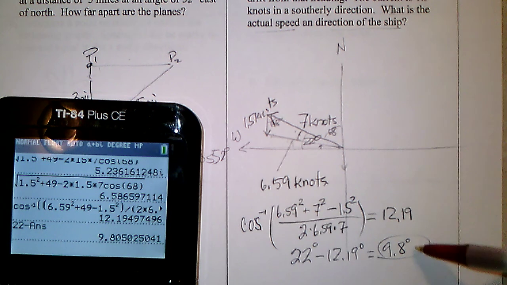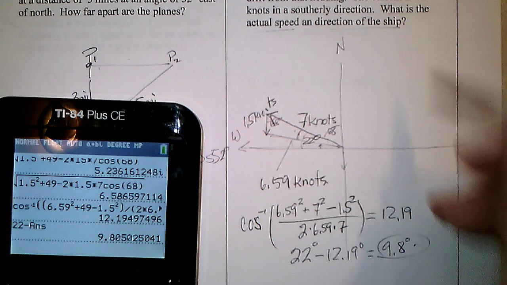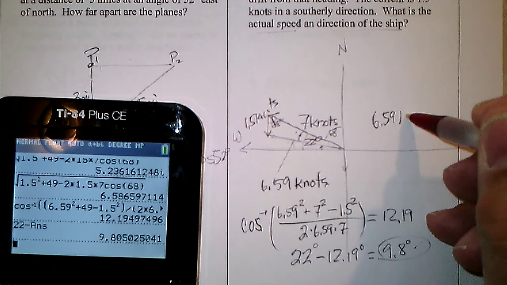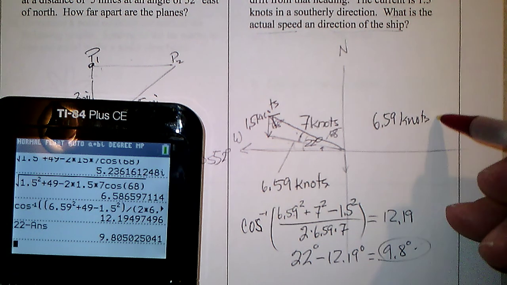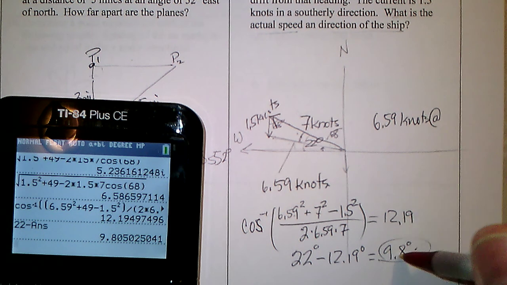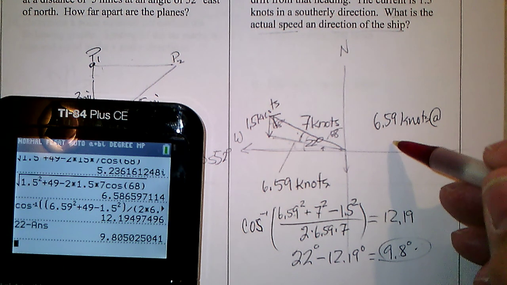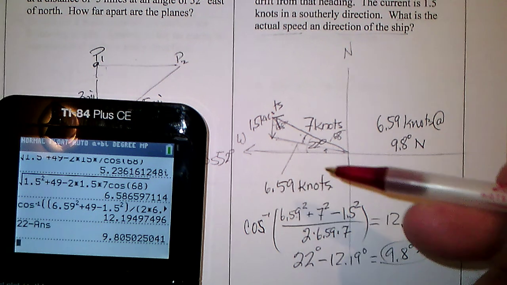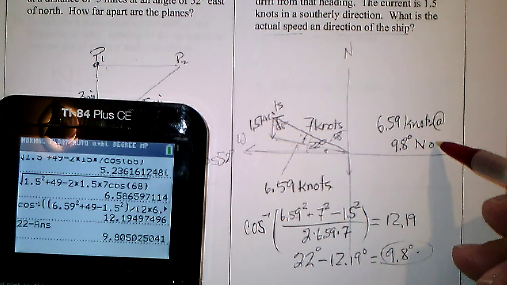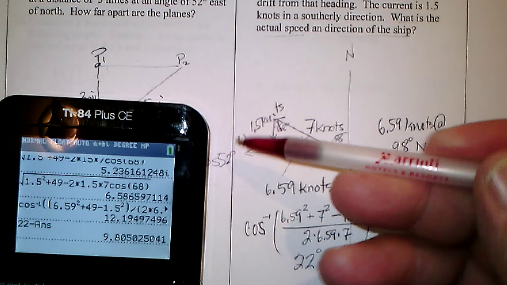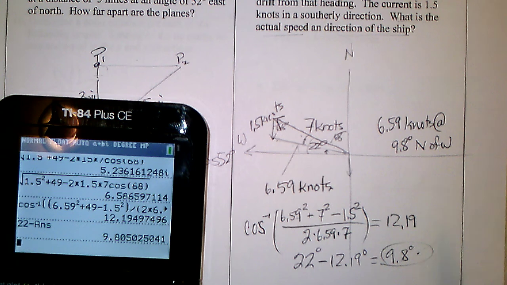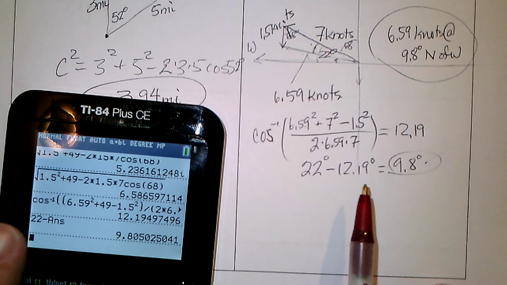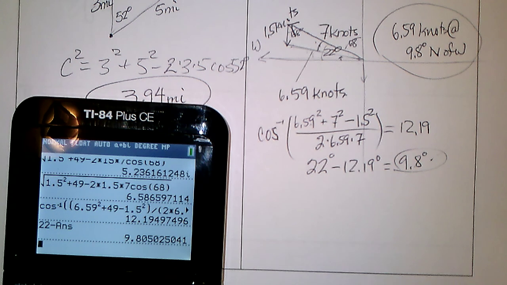So the ship is sailing at, so my answer now to get this right, 6.59 knots at an angle of 9.8 degrees north of west. 9.8 degrees north of the direction west. There's the answer. Now, the other way to do this one is doing the table that we've done, and so I'm going to go ahead and do that one also.